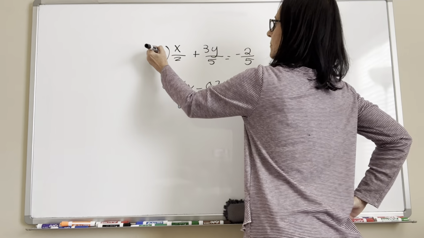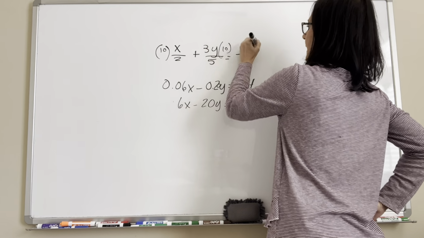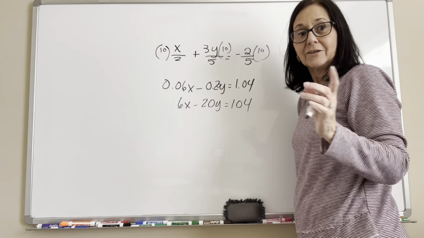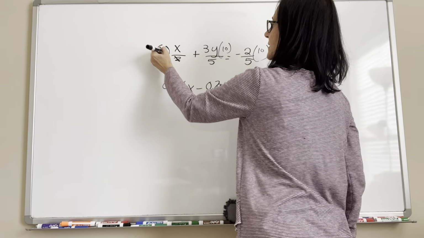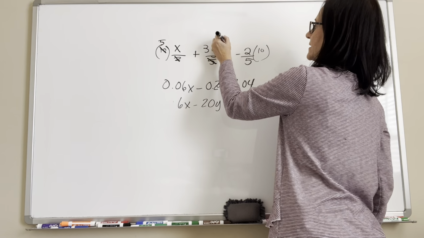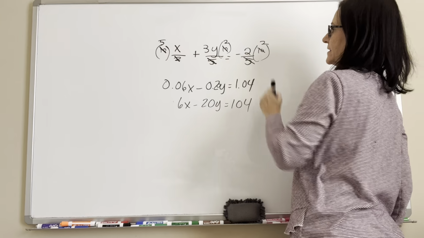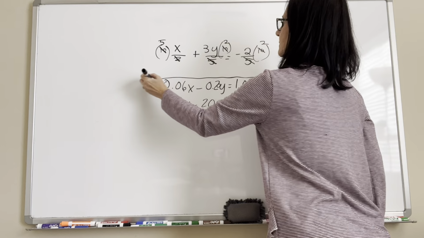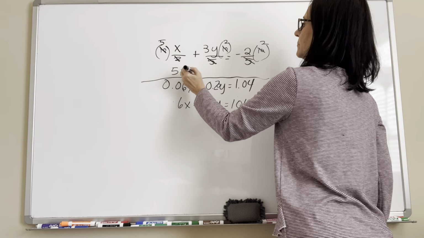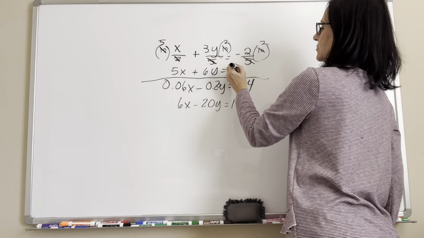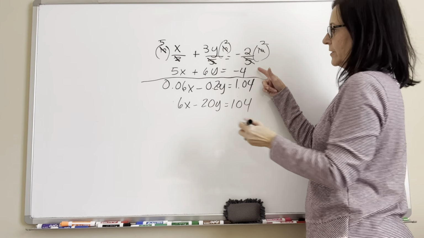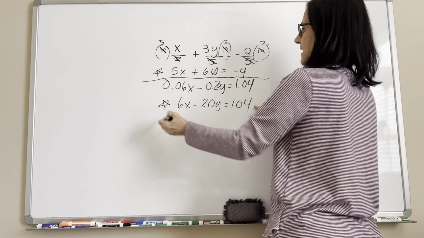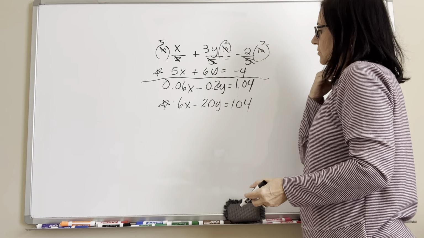So I multiply every term by 10 because that's the rule in algebra. But before I multiply, I simplify. Crisscross, right? The 2 and 10 can be simplified. The 5 and the 10 can be simplified. And the 5 and the 10 can be simplified. Now I multiply. I have 5x plus 6y equals negative 4. So now I have two equations. 5x plus 6y equals negative 4, and 6x minus 20y equals 104.